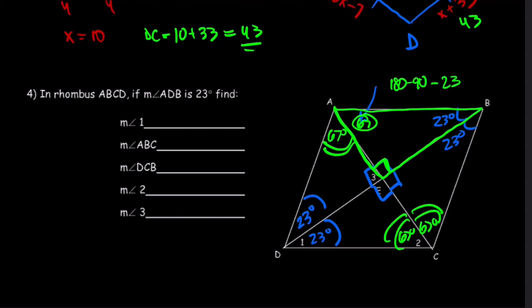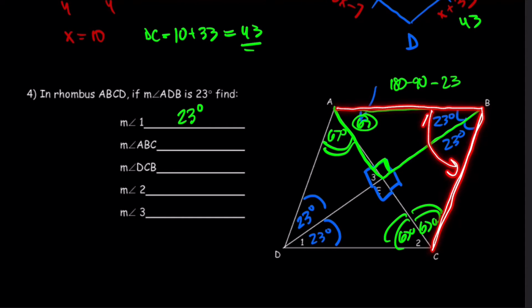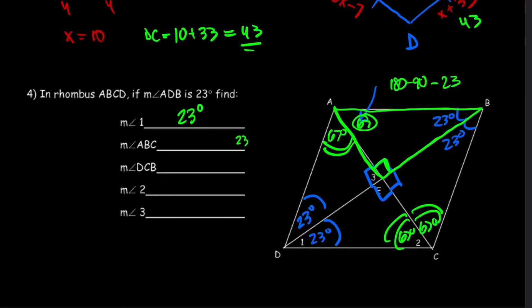Okay, so let's see. Find the measure of angle 1, that's 23 degrees. Find the measure of angle ABC. Well, we have to do a little bit of math here. ABC. It's going to be both of these put together. So that's going to be 23 plus 23, or 23 times 2. That's going to be 46.